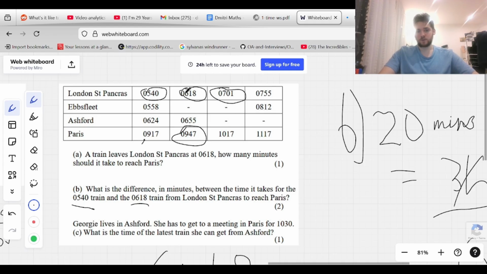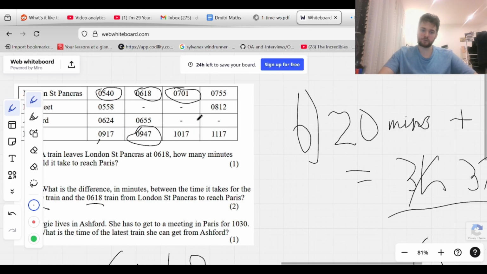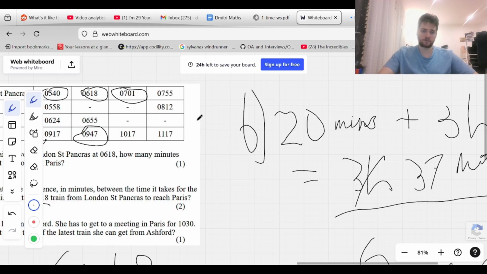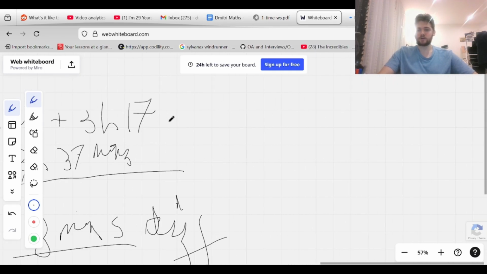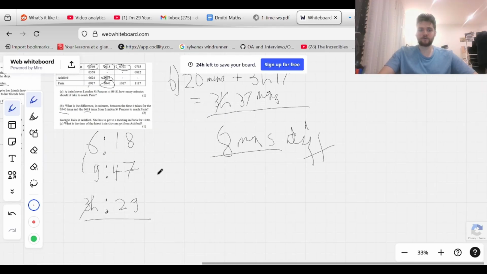But the previous one, even though it's not the latest train that goes from London to Paris, it actually is the latest one that stops at Ashford, which is where she needs to get on. So now, of course, we've located it and we found the answer. It's simply 6:55 a.m.